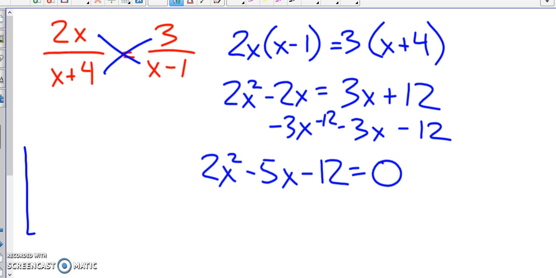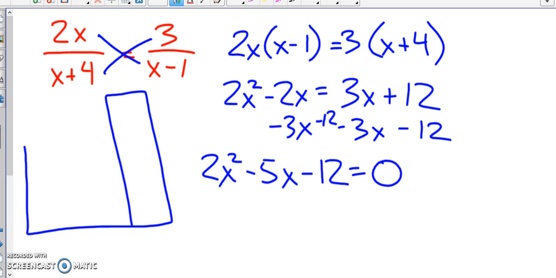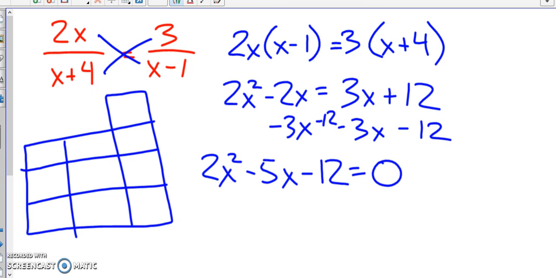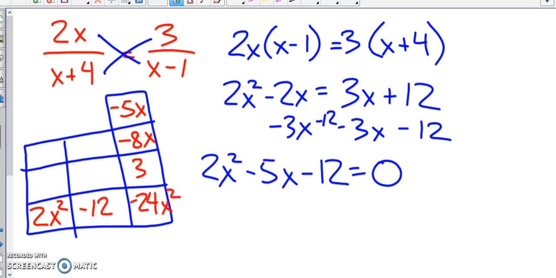I hope you're thinking about factoring that, because that's what I'm thinking about. This would be negative 24x squared. What multiplies to give me negative 24, but adds to give me negative 5? That'd be negative 8x and 3x. Greatest common factor between that guy and that guy is 2x. So that'd be x, negative 4, and 3.